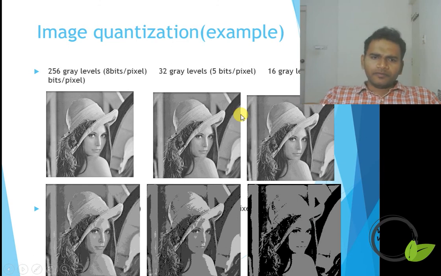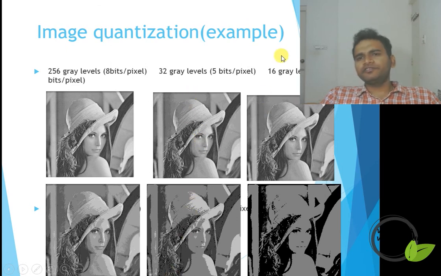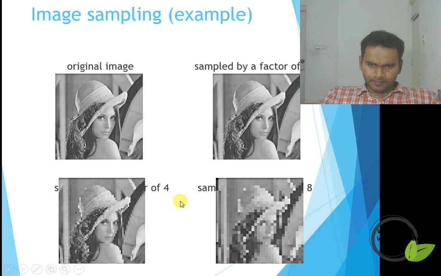The best example for quantization is that initially it was 256 gray levels, which is converted to 32 gray levels, which is a lesser quality image, and then to 16 gray levels. If we go further, it will go to something lesser. So quantization reduces the data in order to have quicker processing. That's all about quantization.